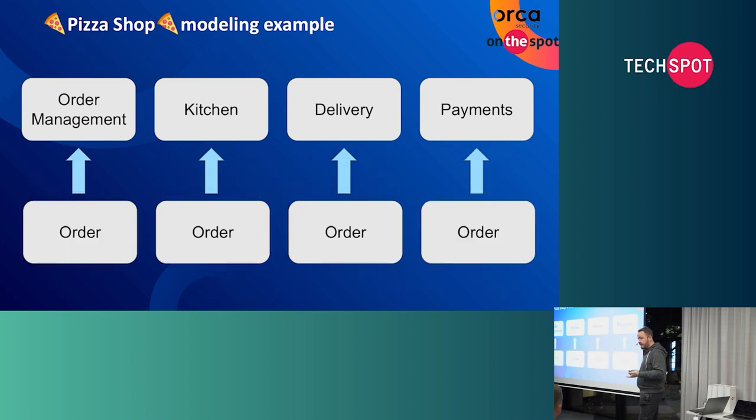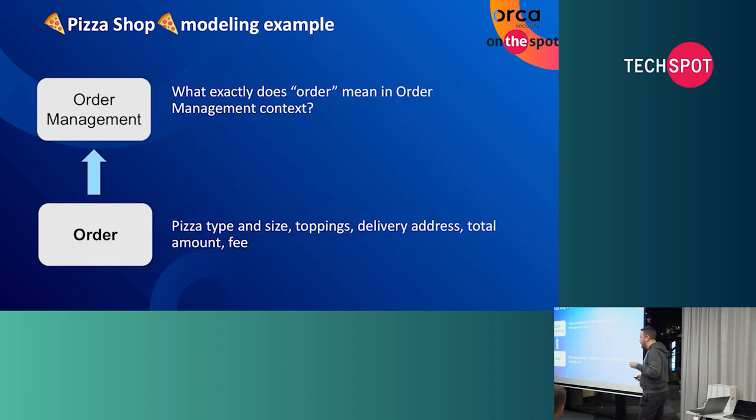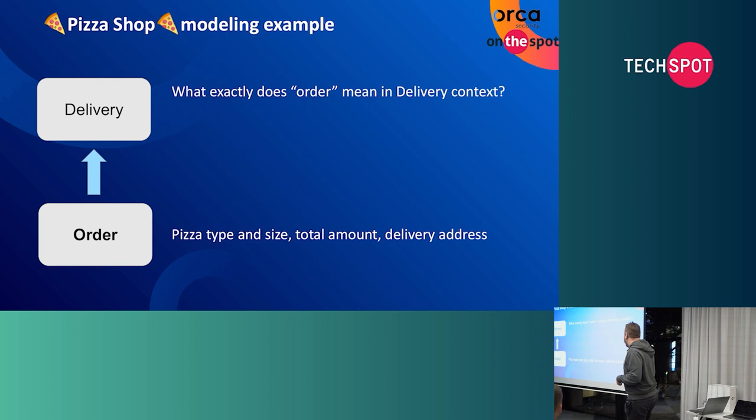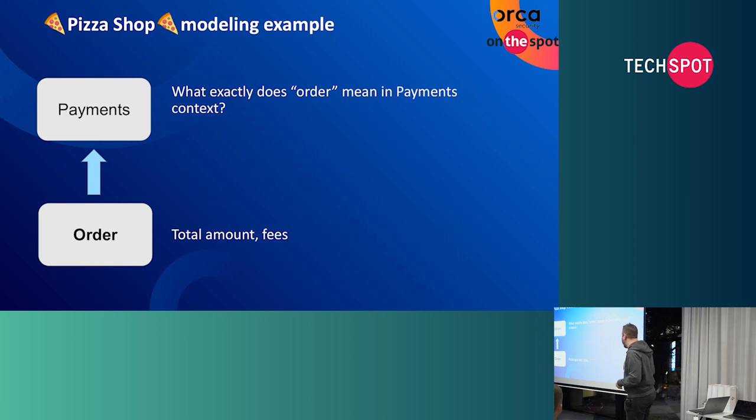So let's review this situation. Why can it exist? Why do we even need four different models for the order? What exactly does order mean within each context? For order management, we care about pizza type, size, toppings, delivery address, total amount, fee, everything that you can see on the checkout page. But for the kitchen, to prepare these things, you just need the pizza type and toppings, so you can make it quick and good. And delivery just needs the delivery address, and probably also the pizza type and size, just to check whether it's my order that I came for or not. And for payments, we care about money, just money and fees, if there are any.